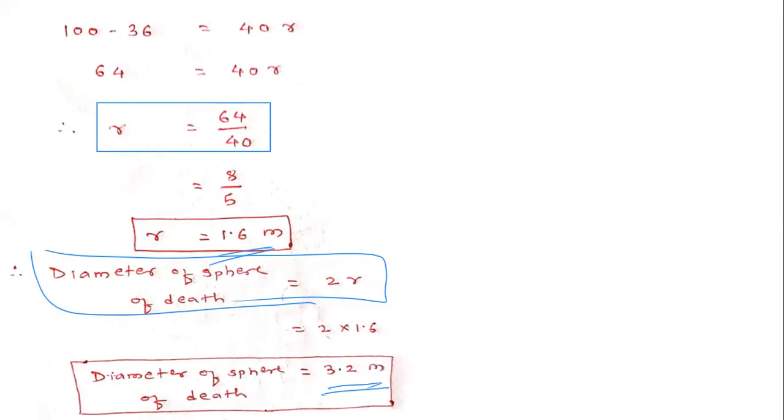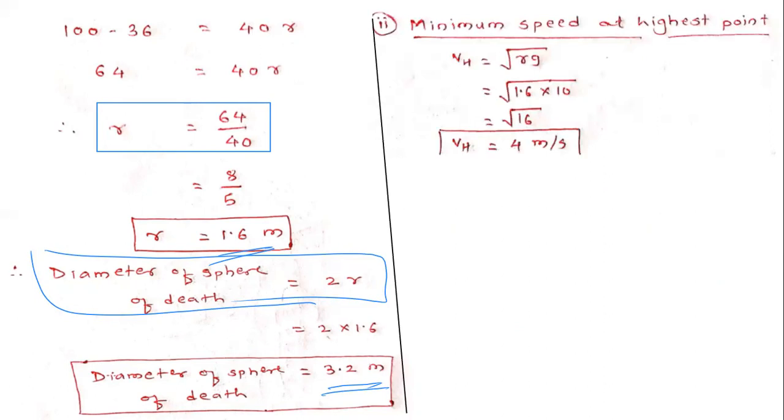Now here we get the diameter. Now we have to find out the minimum possible speed at the highest and lowest point also. So minimum speed at highest point: the formula is under root Rg. R is 1.6, and g is 10. So under root 16 we get, under root 16 is 4. So 4 meter per second is the minimum speed at the highest point to maintain that vertical circular motion.